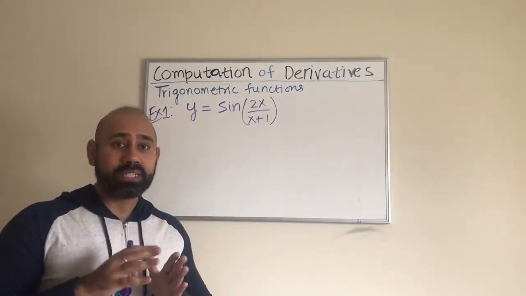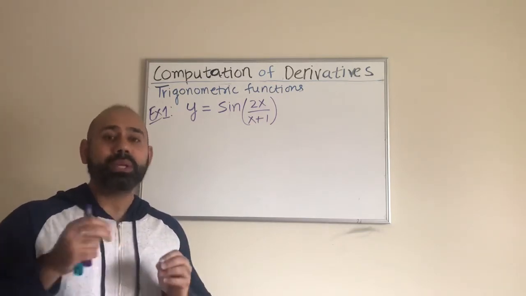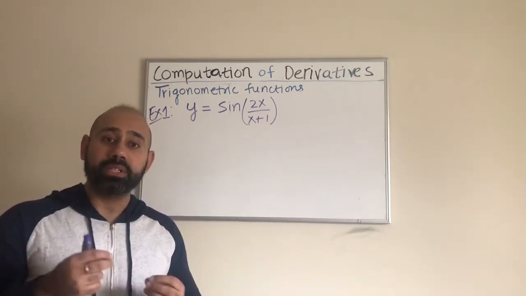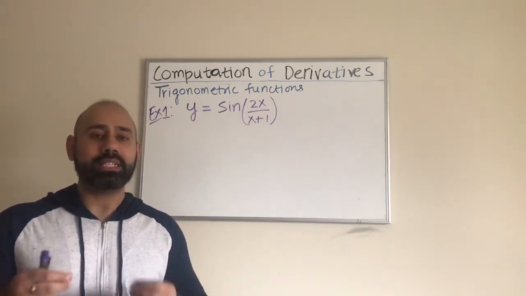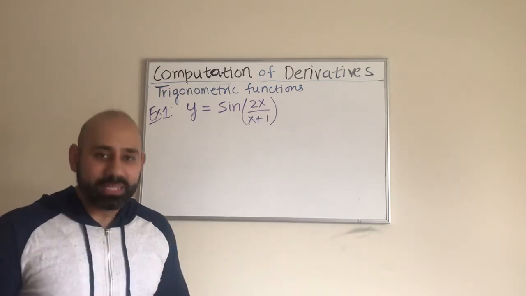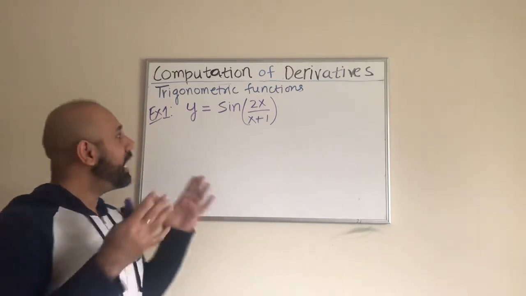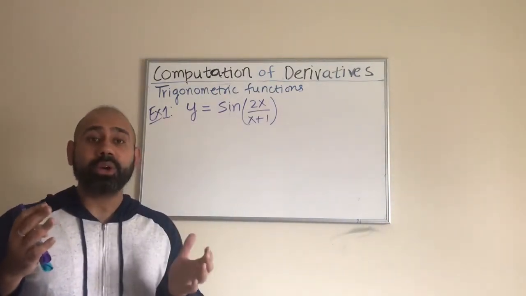So when the power of the sine is just that invisible 1, all we have to start with is just using the general formula for the derivative of the sine, which we know that the derivative of the sine function is just the cosine function. But is it just going to end like that? No, we still have to multiply by the derivative of the inner, and we can clearly see that inner is a quotient. It's a ratio of two functions.